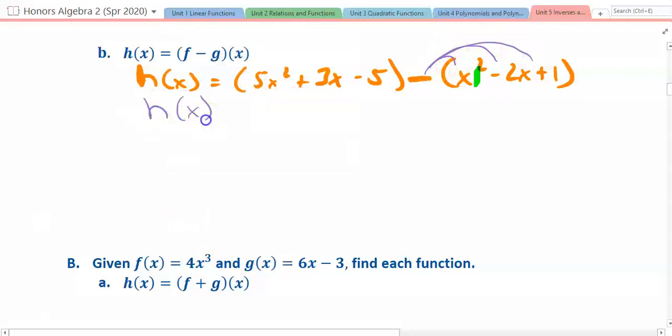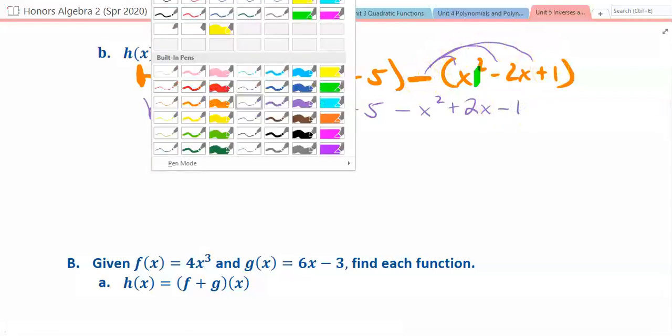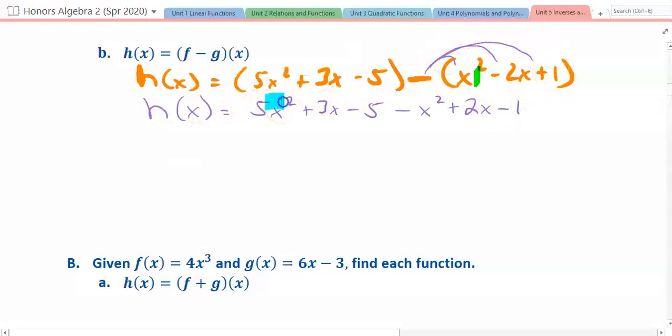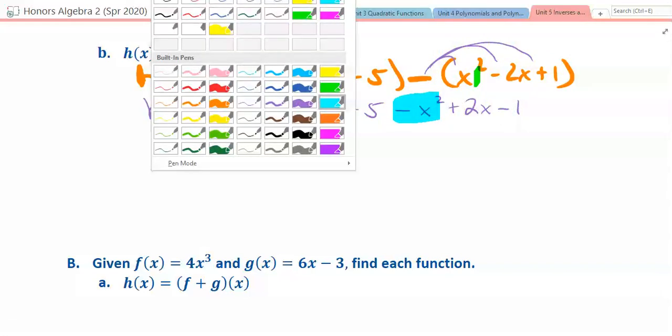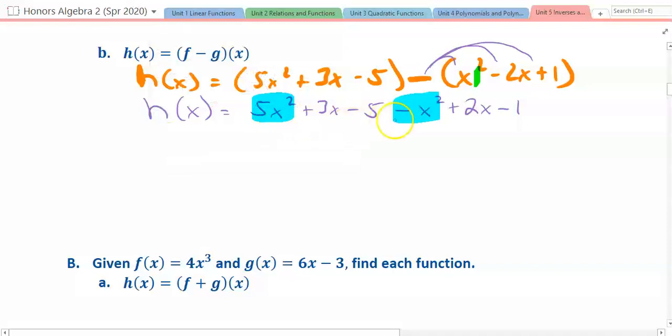And that's sometimes the more advisable thing so that our signs come out a little bit easier. And so I'm going to rewrite this as h of x is equal to 5x squared plus 3x minus 5. Now distributing the negative to all of these, I'm going to get minus x squared. Negative times negative is going to be a positive 2x. And negative times positive is going to be a minus 1. Now we'll combine those like terms. So the x squared with the x squared, so I get 5x squared minus x squared, and that's going to be 4x squared.